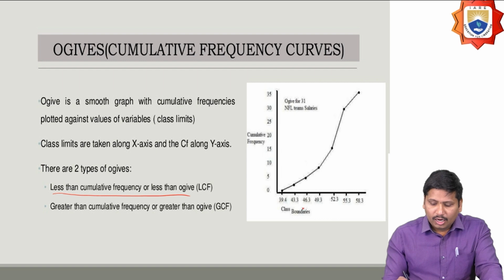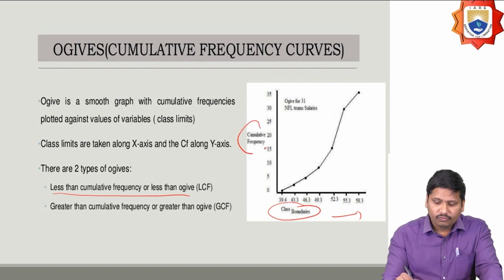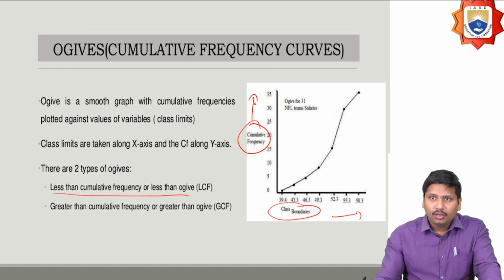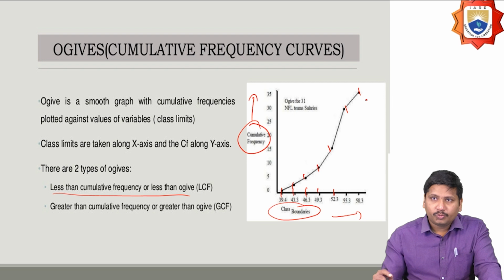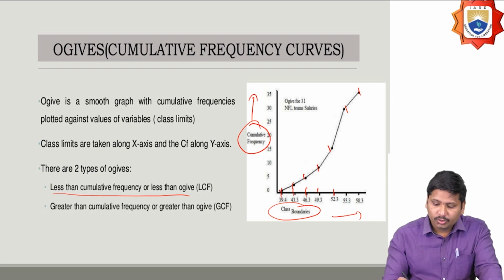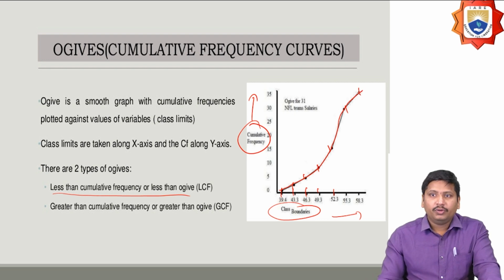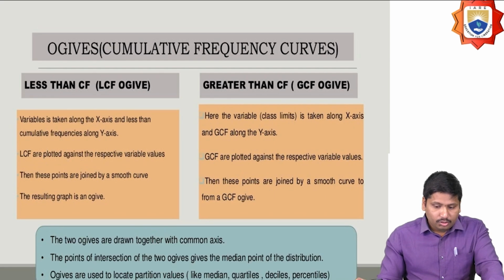So the class boundaries are taken on the x-axis and cumulative frequency is taken on the y-axis. Here also the intervals are taken. So the corresponding values are plotted, and the line joined by a straight line is what we call an ogive. So what should be the less than cumulative ogive and then the greater than cumulative ogive.